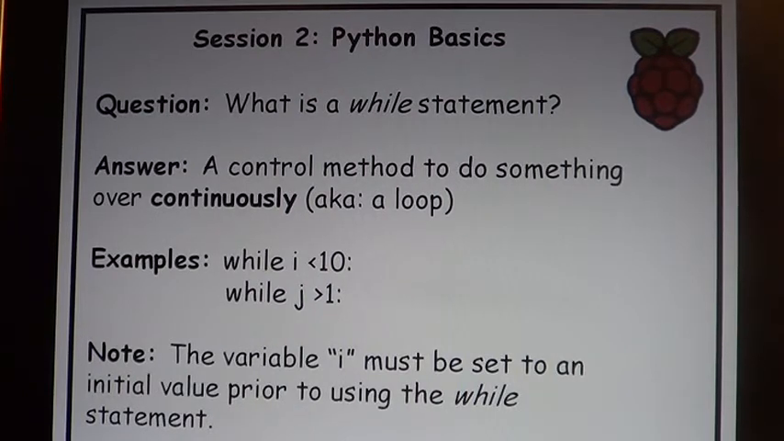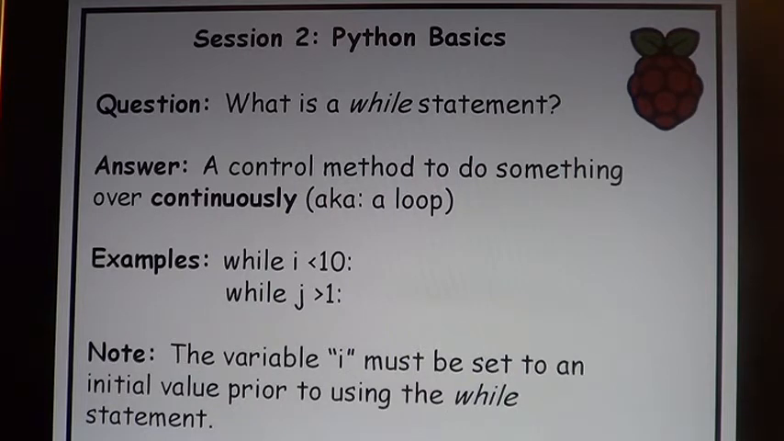Alright, the last statement we're going to look at is the while statement. What the while statement is, it's the ability to control a method to do something over and over continuously. And we call that a loop. Loops are great because we can use them to read vast amounts of data into variables, and we can read that vast amount of data out of the variable, again using a loop.